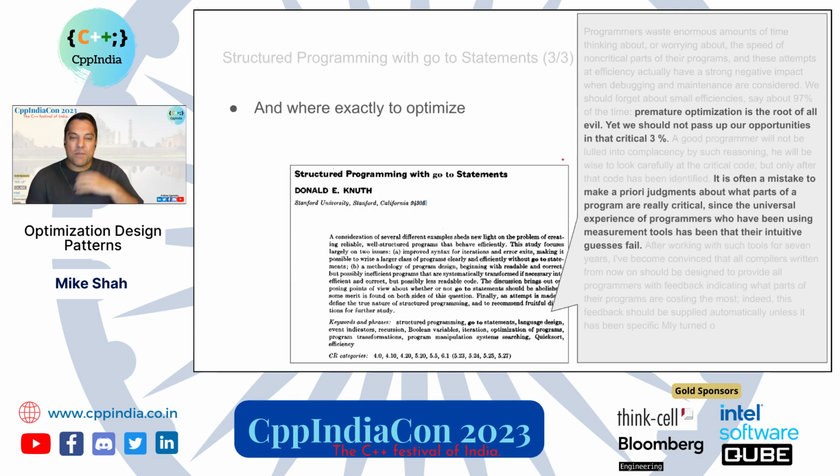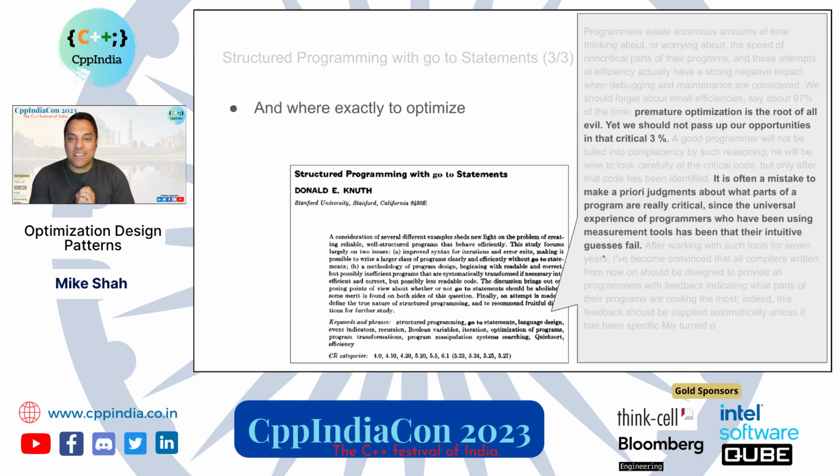But there's still yet more wisdom in this work. Again, this paper by now is well over 50 years old, but still wisdom that applies to us programmers today. And he goes on to later say, it's often a mistake to make a priori judgment about what parts of a program are really critical. So again, making a judgment without measuring is what he's saying. Since the universal experience of programmers who have been using measurement tools has been that their intuitive guesses fail. So again, often we might say, hey, that code's going to be fast.